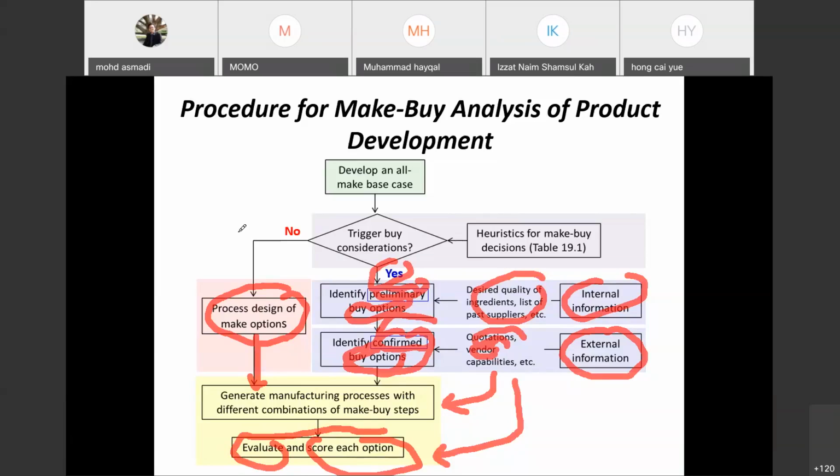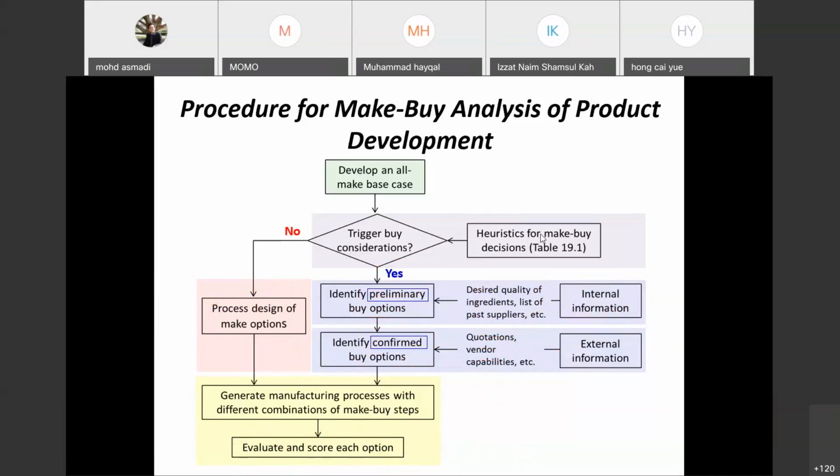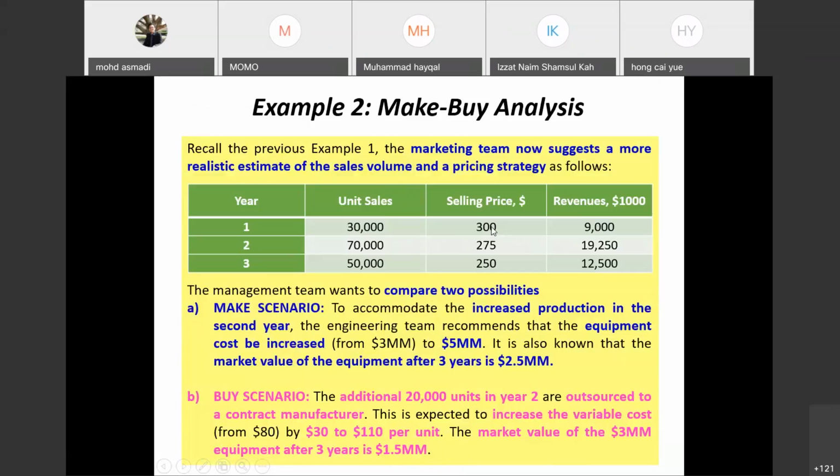Any question about this procedure? I think this is an easy explanation. We will see the example. We will compare between the make decision as well as the buy decision, the scenario between make as well as buy. So let's see this example.